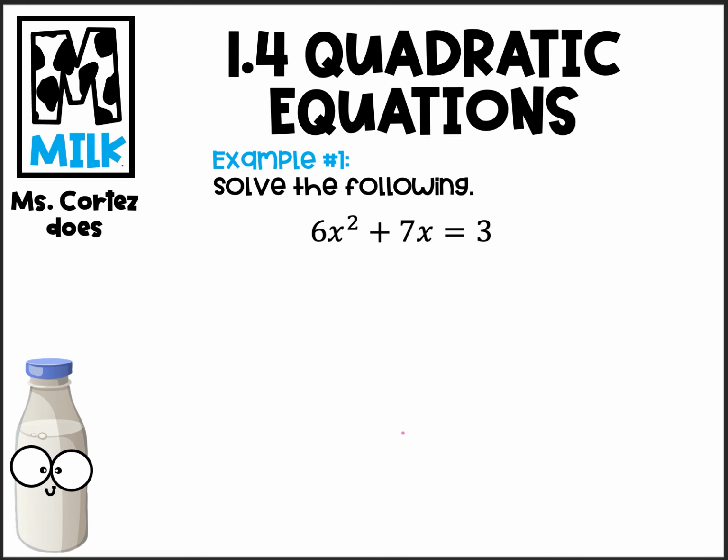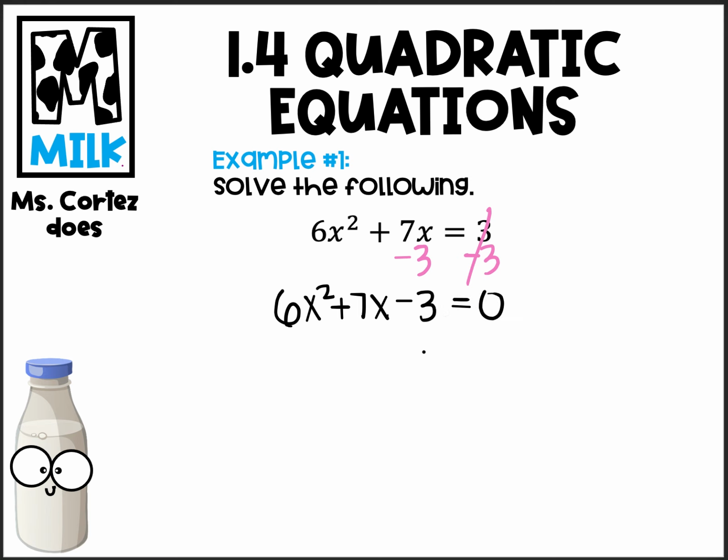Let's see it in action. We're going to try to solve for x in this equation: 6x squared plus 7x equals 3. I will first rewrite my equation in a way that I can set it equal to 0. I will subtract 3 from both sides. Now my expression is 6x squared plus 7x minus 3 equals 0.